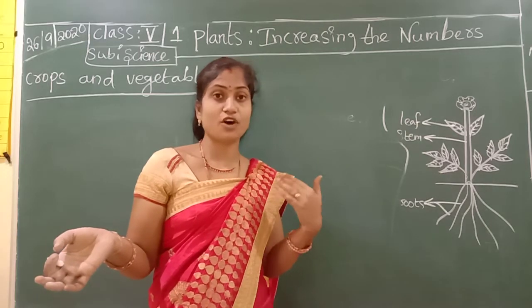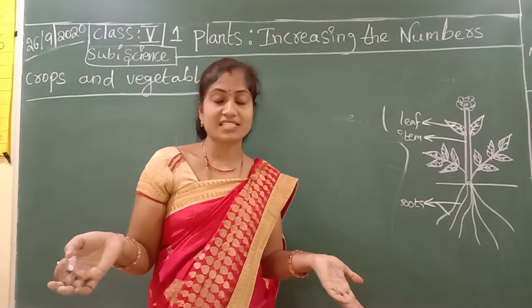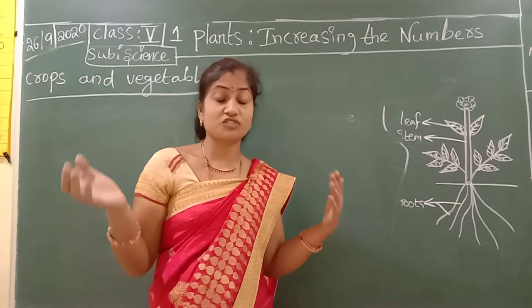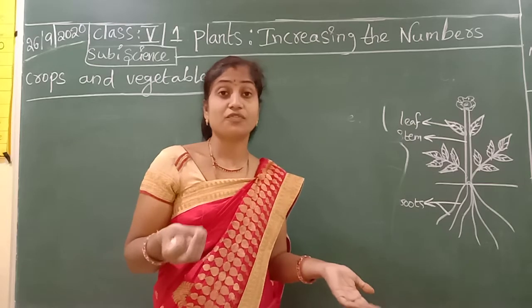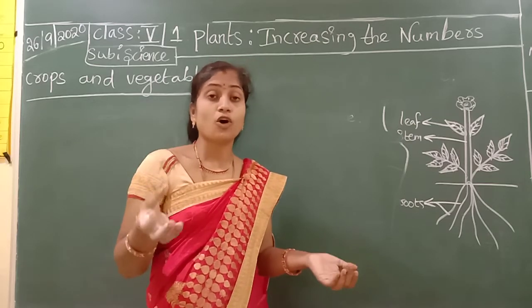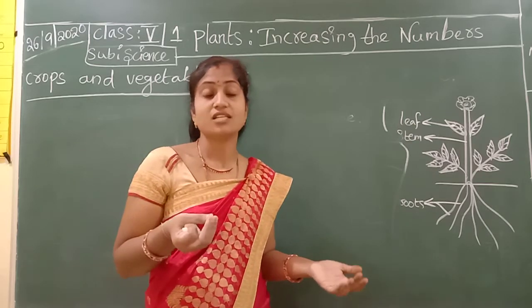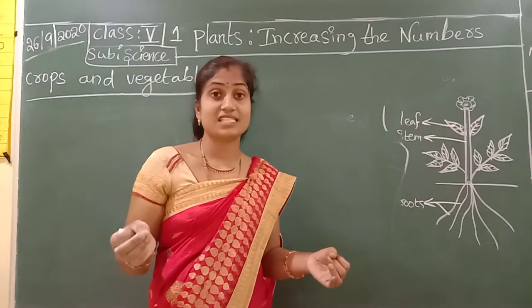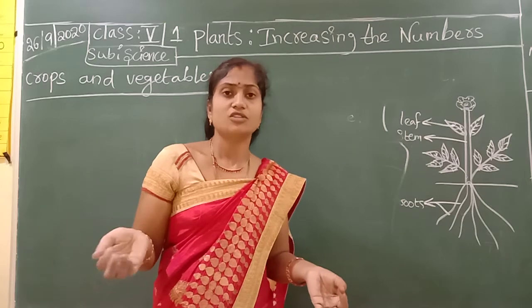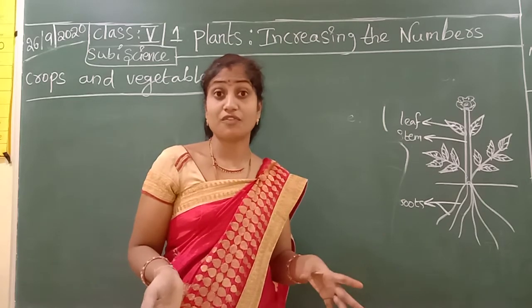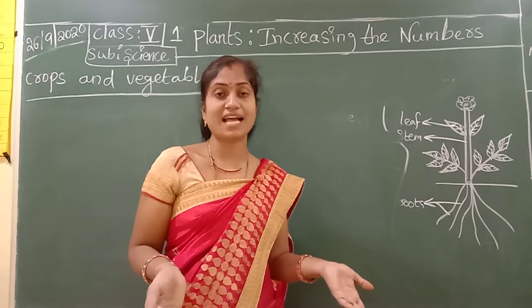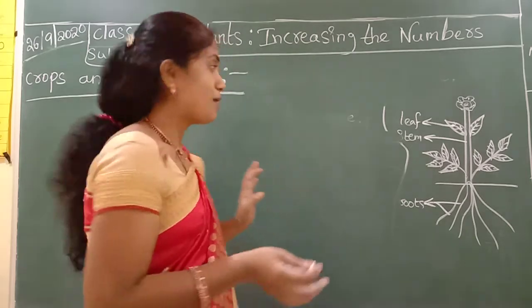Rice, the farmers growing rice plants. So they are taking a large quantity of place for growing food item plants. So that is called crops. So rice, bajra, jowar, also different types of crops they are farming. The farmers farming, growing plants. So this is called crops.